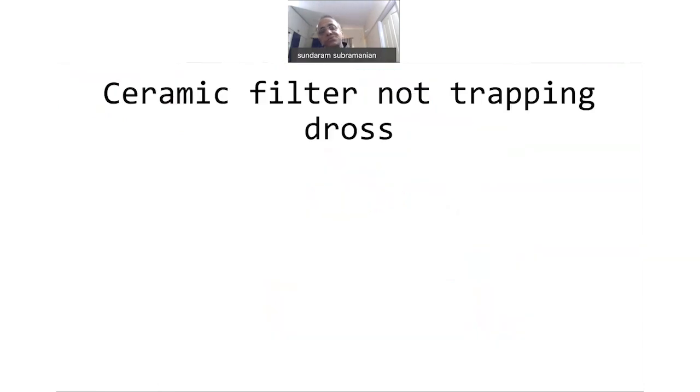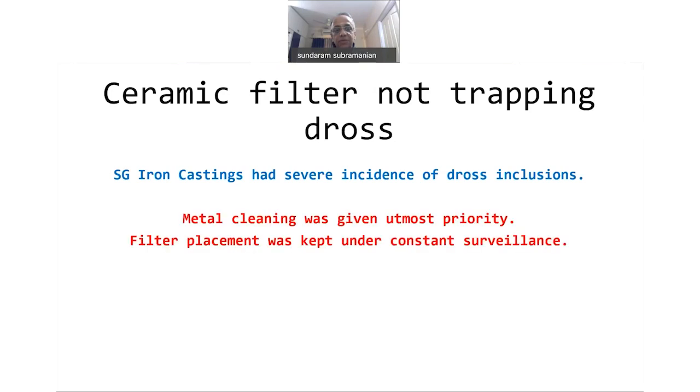Now, we are using a ceramic filter, but the dross is not getting trapped. So it's a paradox. These SGI castings had severe incidence of dross inclusions. Metal cleaning was given the utmost priority. Filter placement was kept under constant surveillance. What I thought was the metal is dirty, so dross is coming. The other thing is somebody might be missing, or might not be placing the filter correctly. So there is 100% supervision to see that this is okay.